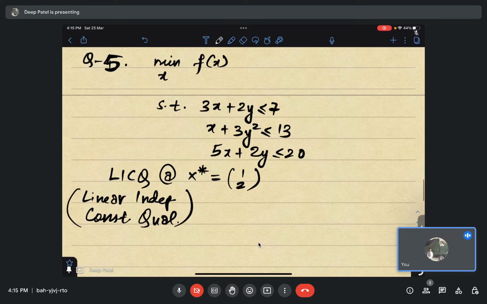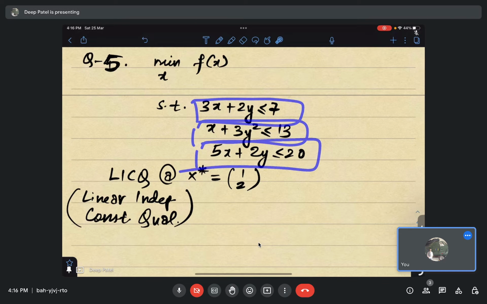Question 5 is just asking: I have some objective f of x and a bunch of constraints, the 3 constraints that I have written here. I have a candidate point, and I'm seeing for this point whether the LICQ constraint qualification holds or not. LICQ is something you've already seen, which says that the gradient of f at x star is some linear combination of the gradients of each of these constraints. That's all we are trying to see.